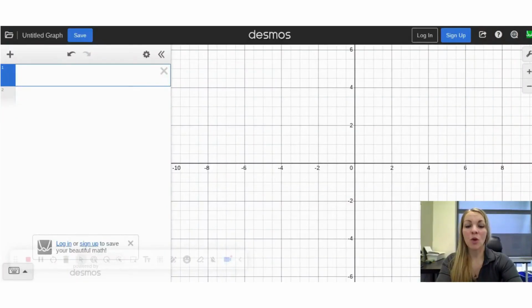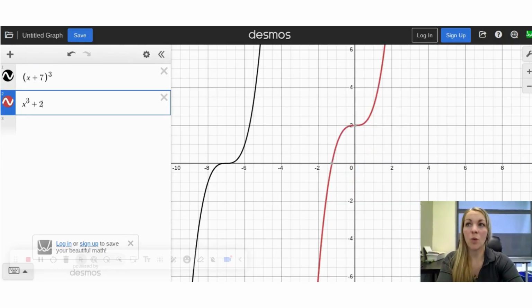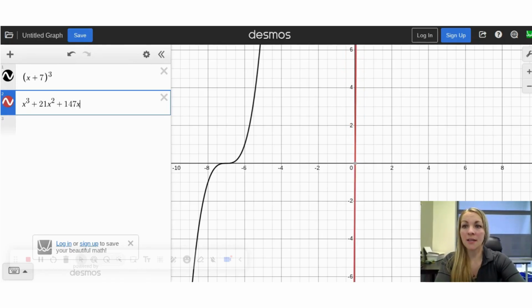I'm going to start by typing the quantity y plus 7 to the third power. Now you'll notice that there's this exclamation point. Desmos doesn't like this, so I'm just going to change the y to an x. Okay, so now something is graphed. I'm going to type in the other answer choices to see which one falls on top of this graph, replacing those y's with x's. So I'm going to type the first answer choice, x cubed plus 21x squared plus 147x plus 343. And look at that, it's our first answer choice. So answer choice A is right here.